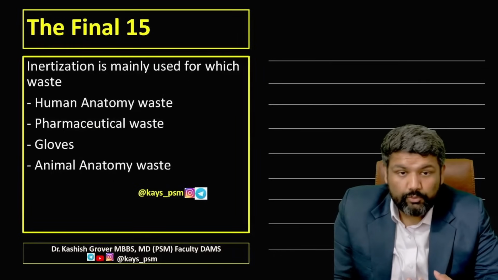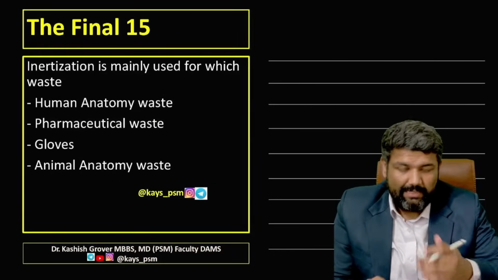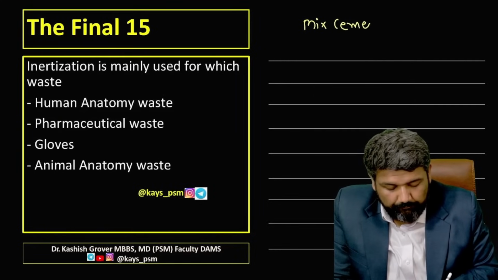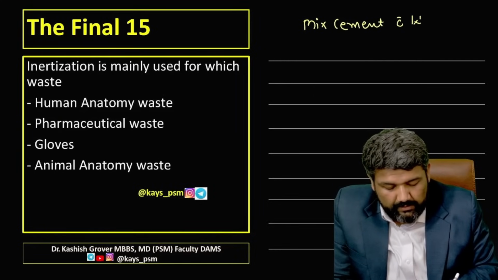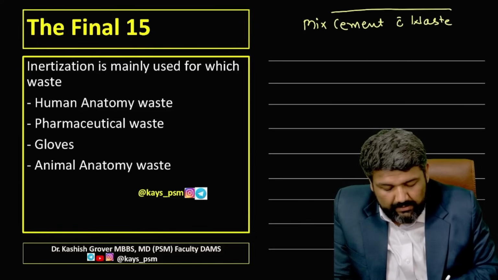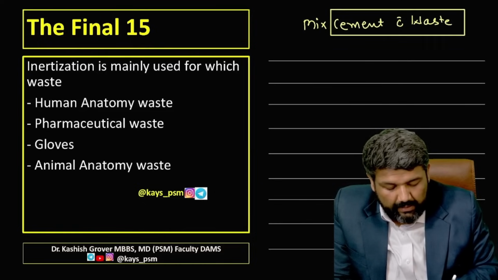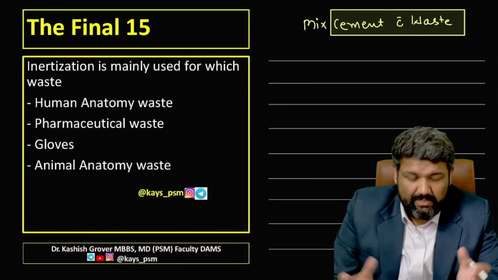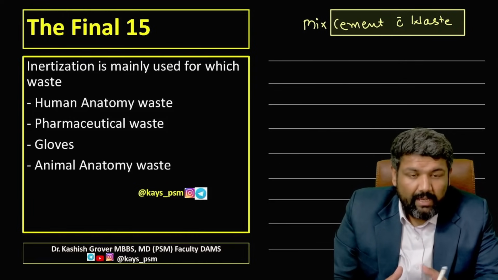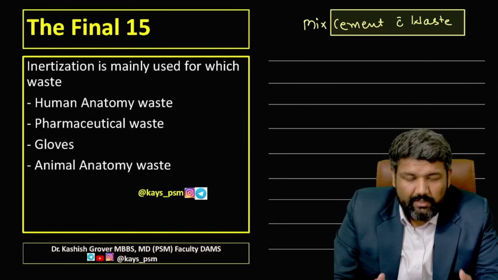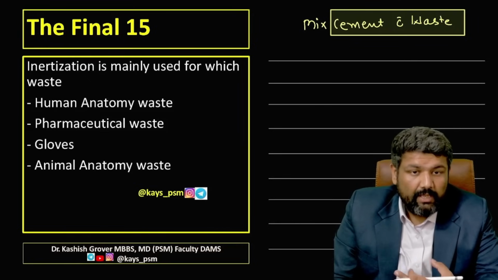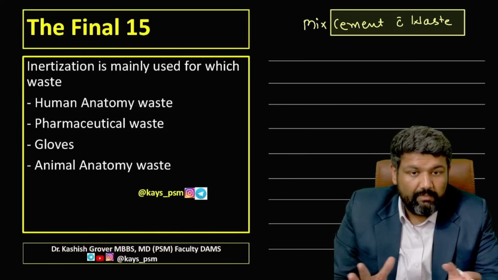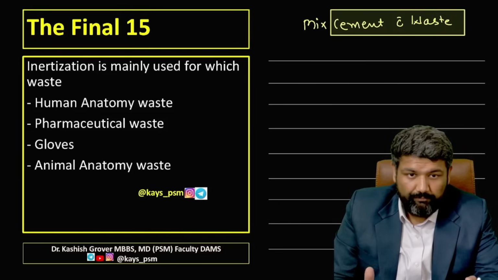Inertization is mainly used for which waste? Guys, what is inertization? We mix cement with waste, and we add some water, we add some alum, but basically just remember cement is mixed with waste. Now, have you heard about inert gases? What are inert gases? They don't react. So now this waste, when it is mixed with cement, it becomes inert. It is not going to harm.